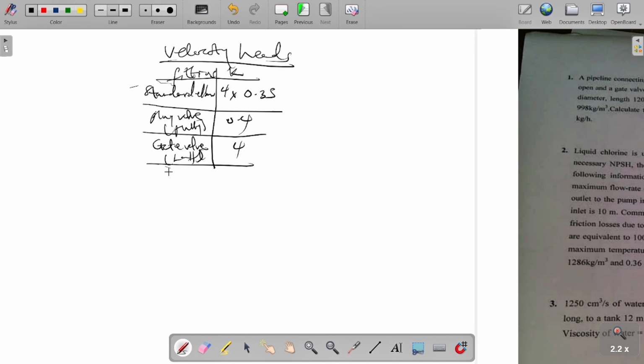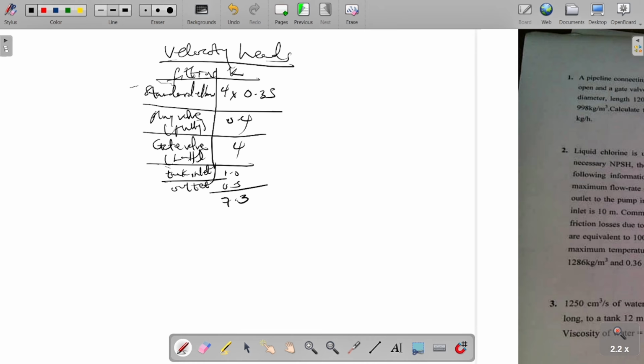Then I always tell you your tank inlet and tank outlet is very important. Tank inlet, then we have the outlet, right. So the inlet is 1.0, outlet is 0.5. So adding everything over here, we have 7.3.